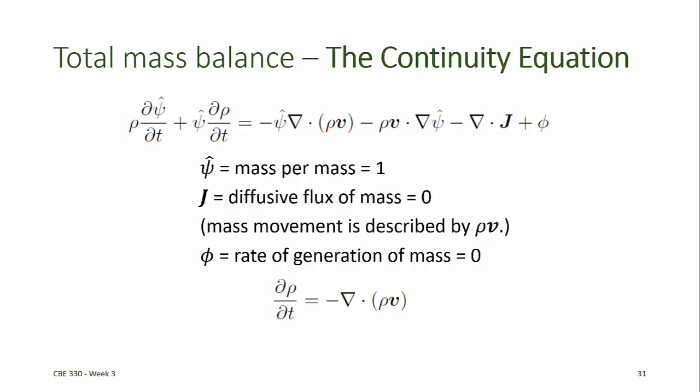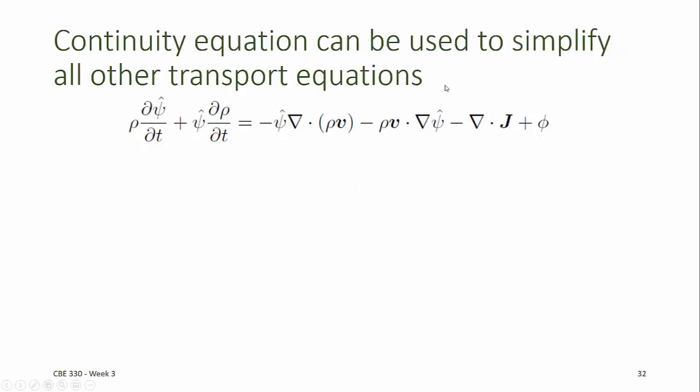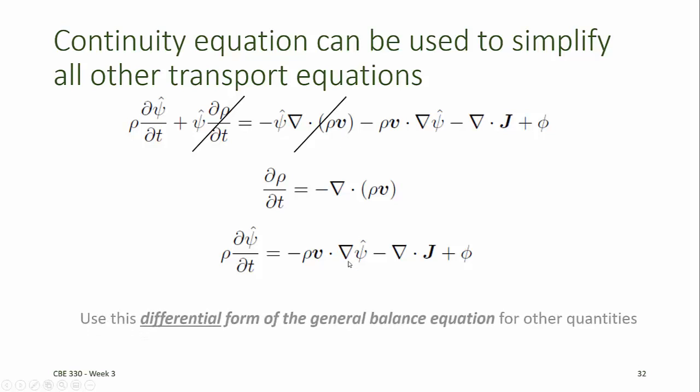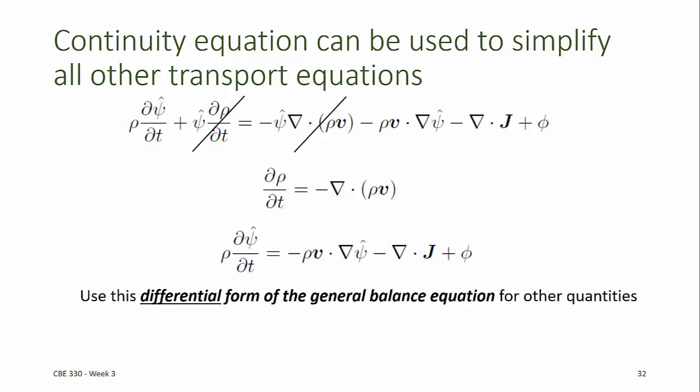It's very important because it can be used to simplify other transport equations. According to the conservation of mass, d rho dt is always equal to minus the divergence of rho v. So in the generalized transport equation, we can use the continuity equation to simplify these two terms, which will always contain d rho dt and the divergence of rho v. Now we can write a generalized transport equation for any extensive property per unit mass psi hat that does not contain the d rho dt term or the divergence of rho v. We'll use this differential form of the general balance equation for all other extensive quantities.